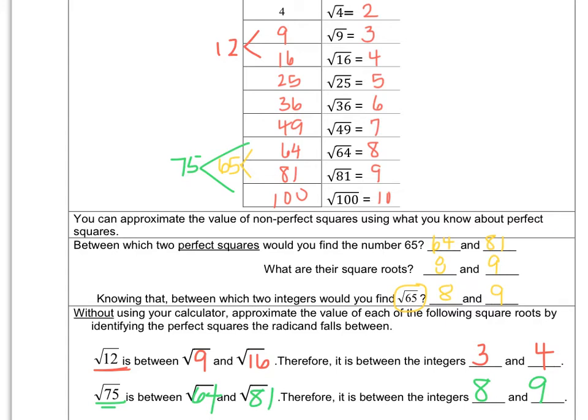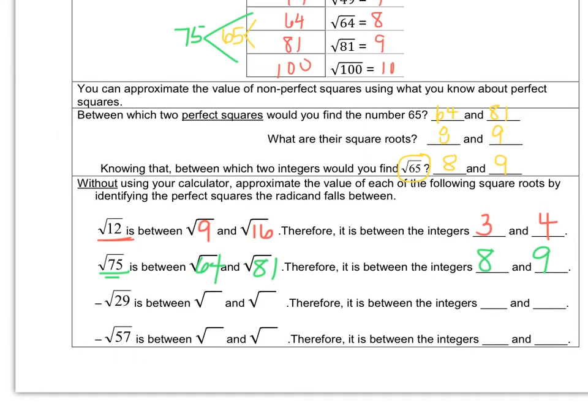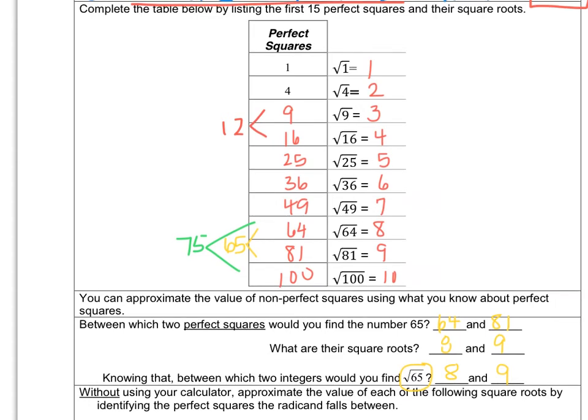So what happens if there's a negative number out in front of the square root symbol? We're going to do the same thing. It just means that our final integers are going to be negative. So we're going to take a look at the negative square root of 29. So back up to here. Which two integers does 29 fall between? It doesn't come between 9 and 16, it comes between 25 and 36. So 29 is somewhere in there. It's between 25 and 36.